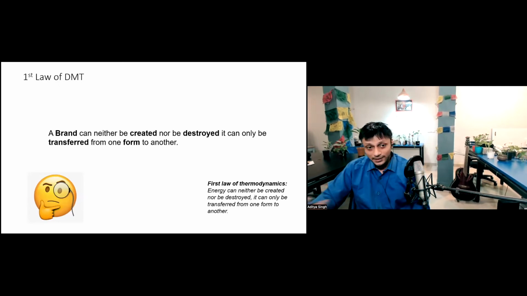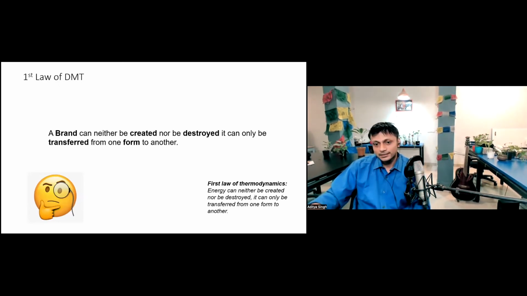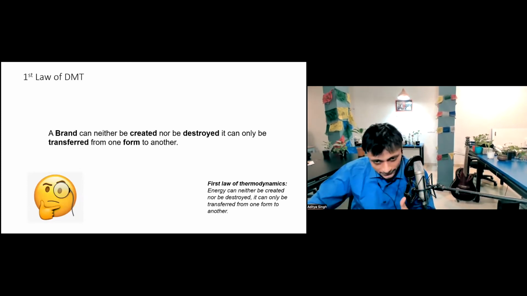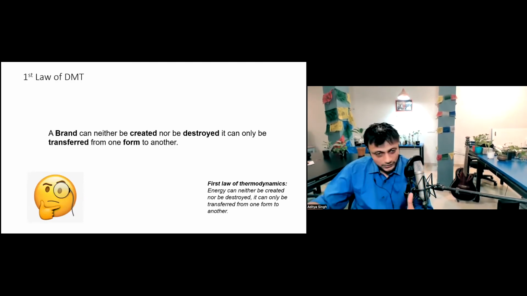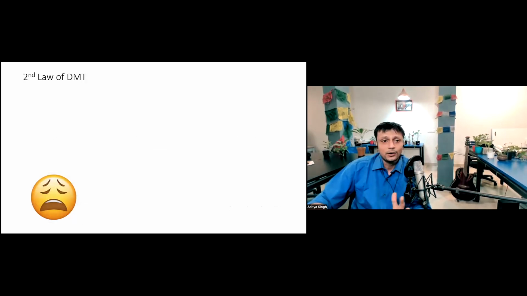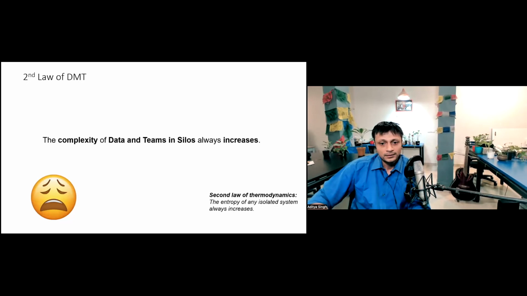I know this is debatable, but where this comes from is, let's say if Aditya creates an organization or creates a brand, the value system of Aditya, what he believes in, would start seeping into the brand. And then so happens with the leadership team of the organization. And then as employees keep adding to an organization or a brand, the brand starts becoming the sum of all its parts. The second law of DMT, the complexity of data and teams in silos always increases.